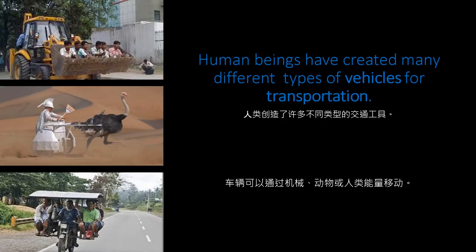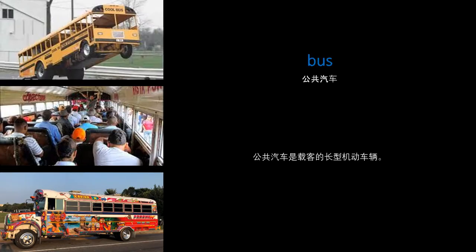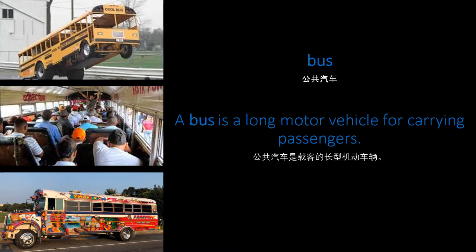Human beings have created many different types of vehicles for transportation. Vehicles may move by mechanical, animal, or human energy. Bus. A bus is a long motor vehicle for carrying passengers.